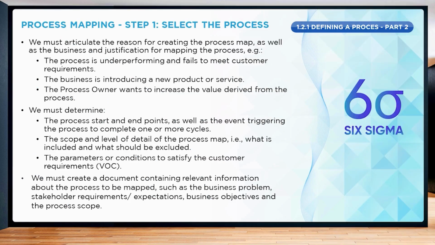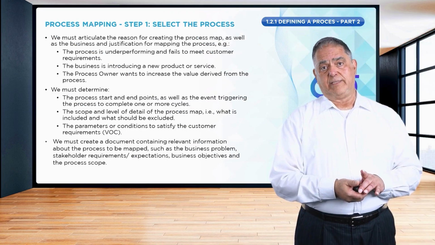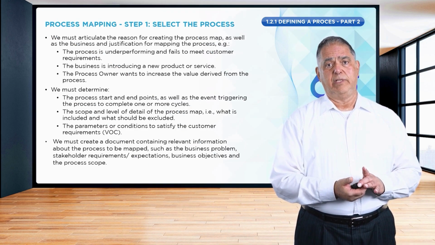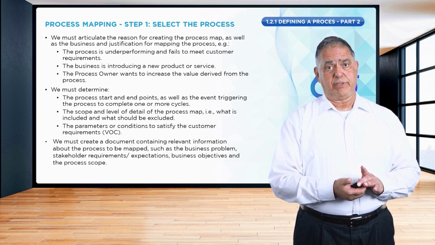Some examples when we can justify process mapping. A process may be underperforming and not meeting customer requirements and specifications. The process will introduce a new product or a new service. So we have to fully understand how the product or the service is going to be created and delivered to the customers. And the process owner may want to investigate and identify opportunities in order to make a process perform better.